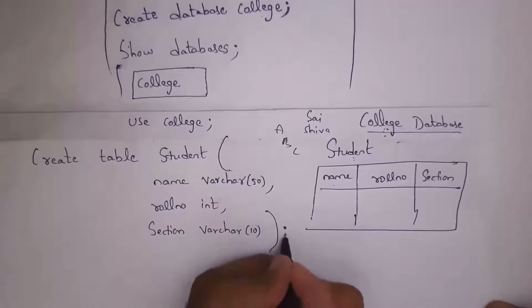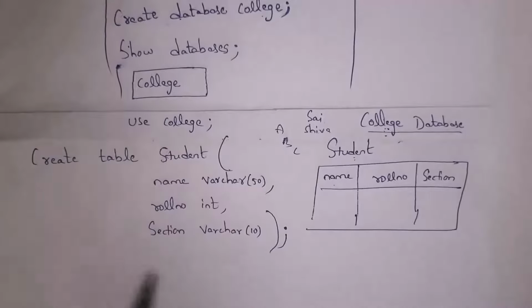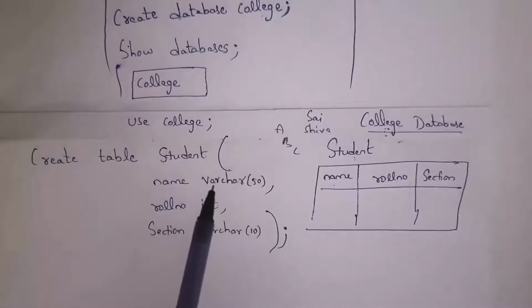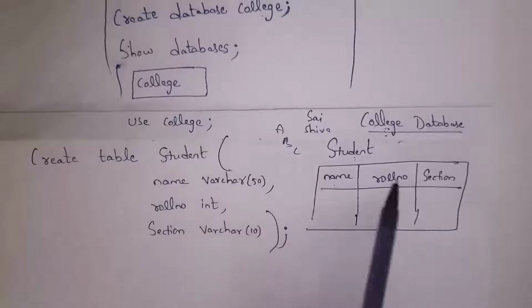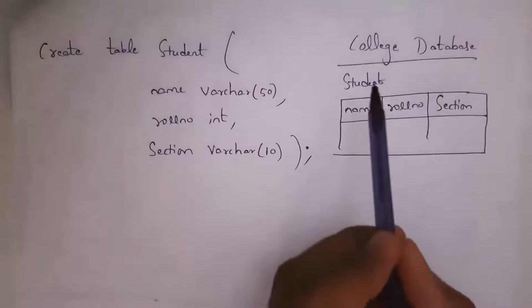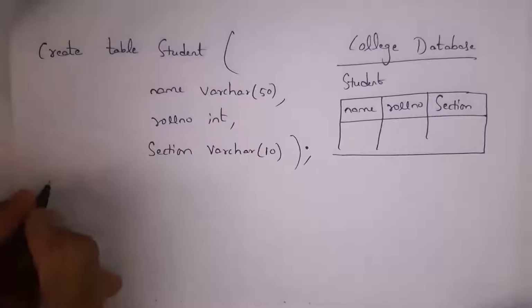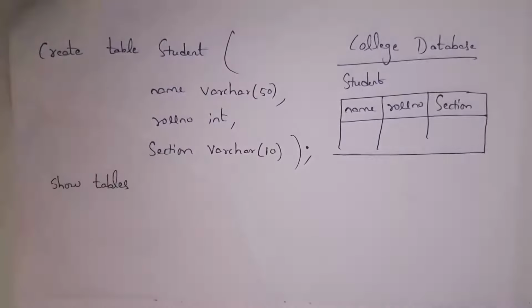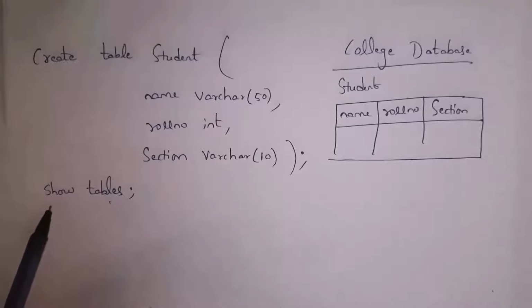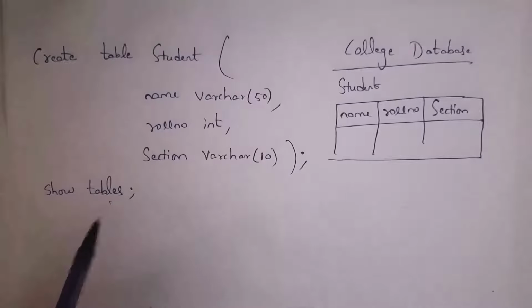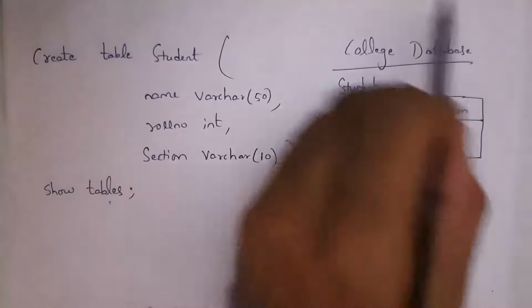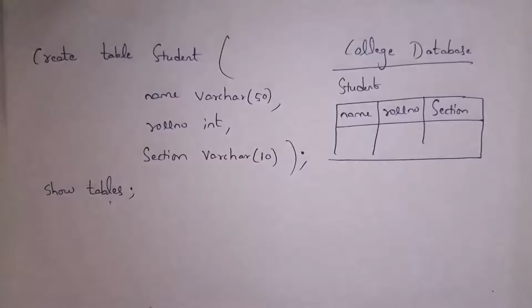Guys, definitely give semicolon. Whenever you write this code and click enter, it will create student table with 3 columns, name, roll number and section. Now we created student table inside college database. Now I want to check whether table is created or not. In order to check whether table is created or not, you need to write code, that is show tables and give semicolon. Whenever you write here show tables, it will display all tables which is present in my college database. Just now we created only one table.